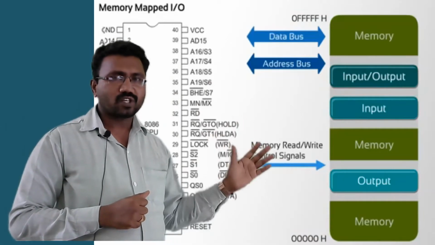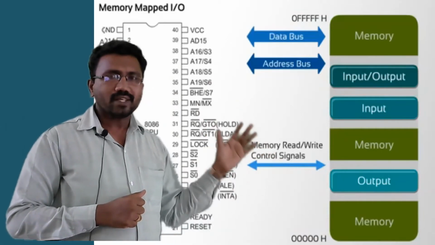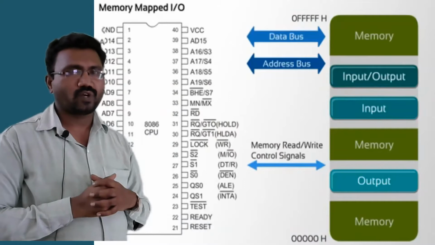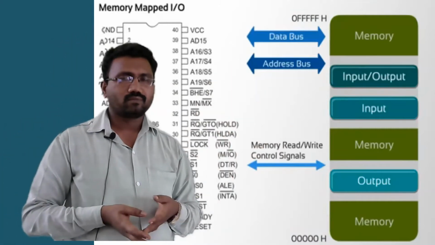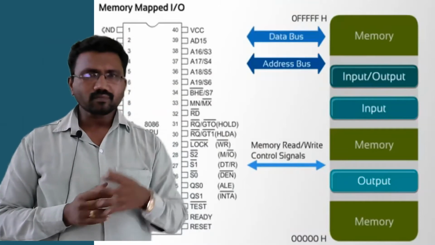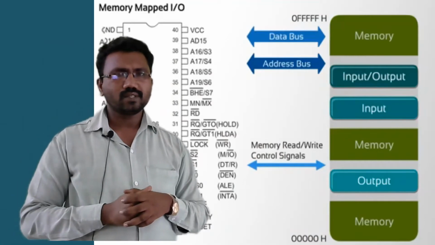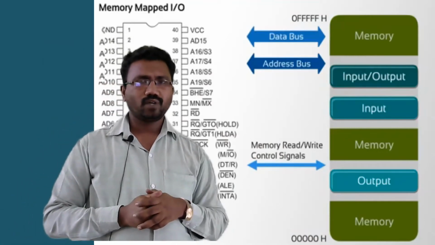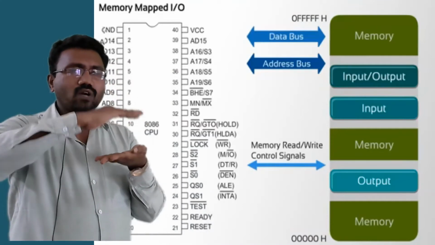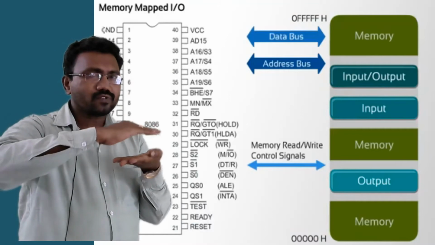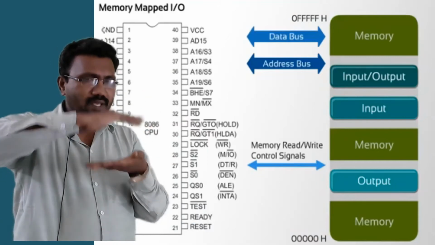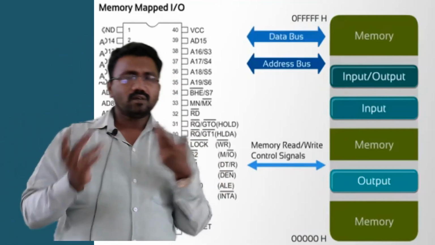Common instructions are used to perform memory operations and IO operations. For example, the move instruction is used to perform memory operations or IO operations. The address space is common, the input output instructions are common, and the control is also common. That is memory mapped IO. For example, let us take a total address space of 100. Out of 100, some addresses are used to access IO devices, and some addresses are used for memory devices. The same address space is used for both memory and IO devices.